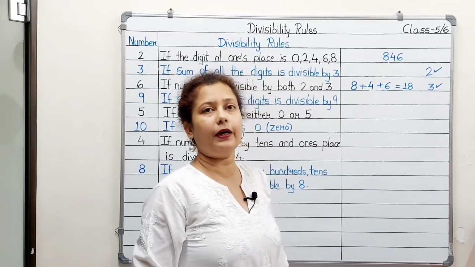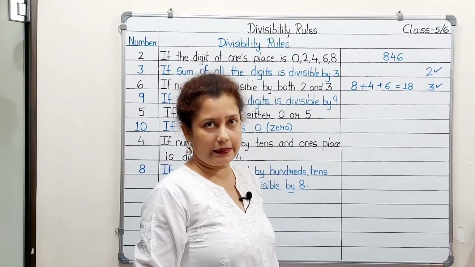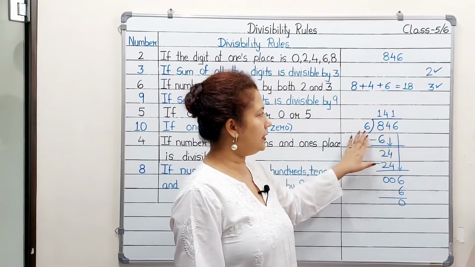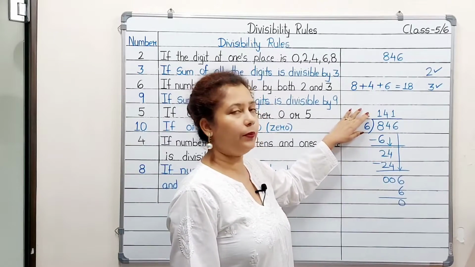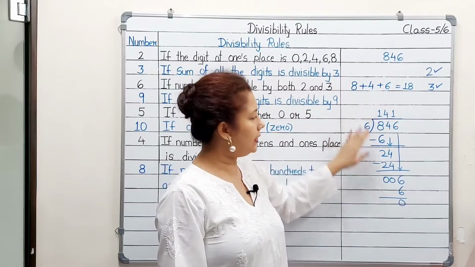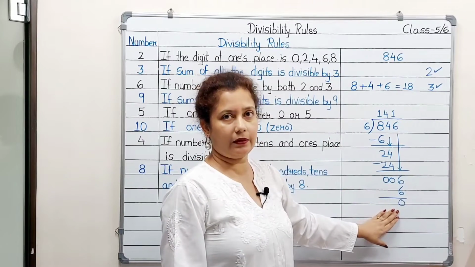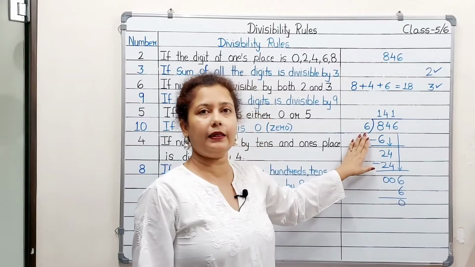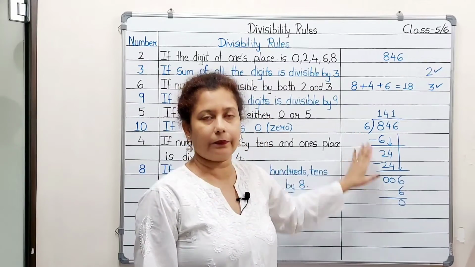This we will confirm again by dividing it by 6. When we actually divide 846 by 6, we get 141 as a quotient and 0 is remainder. So that means 846 is completely divisible by 6.